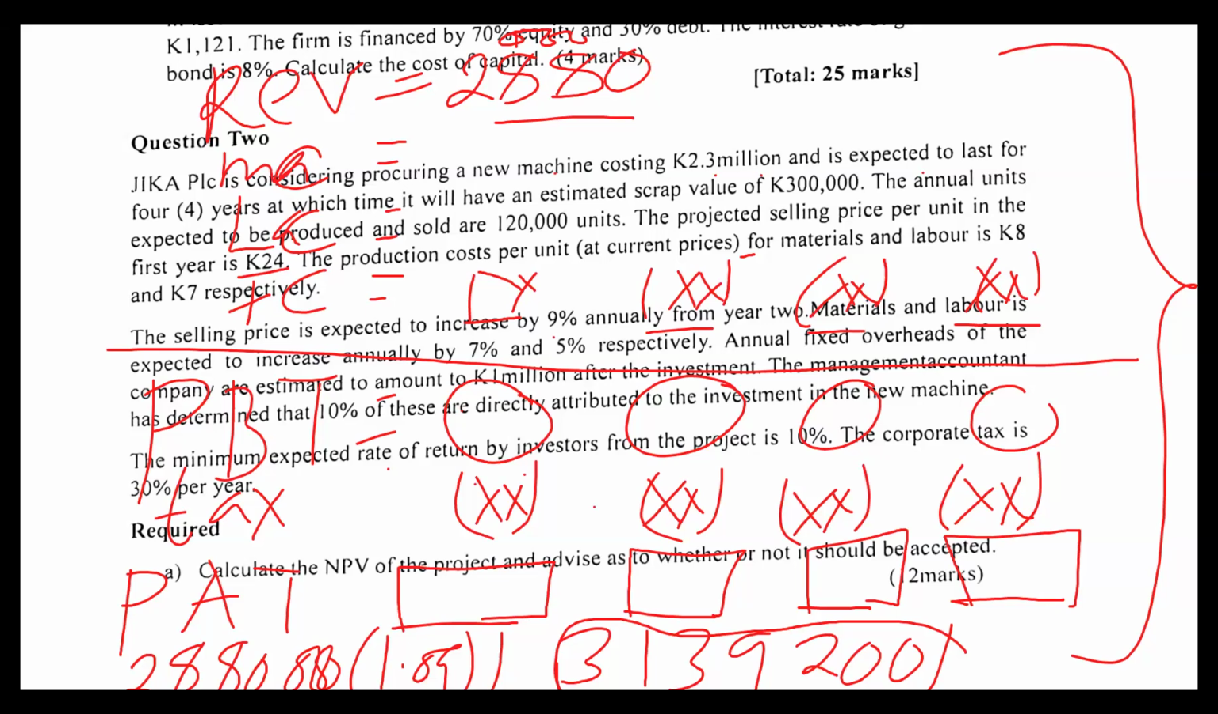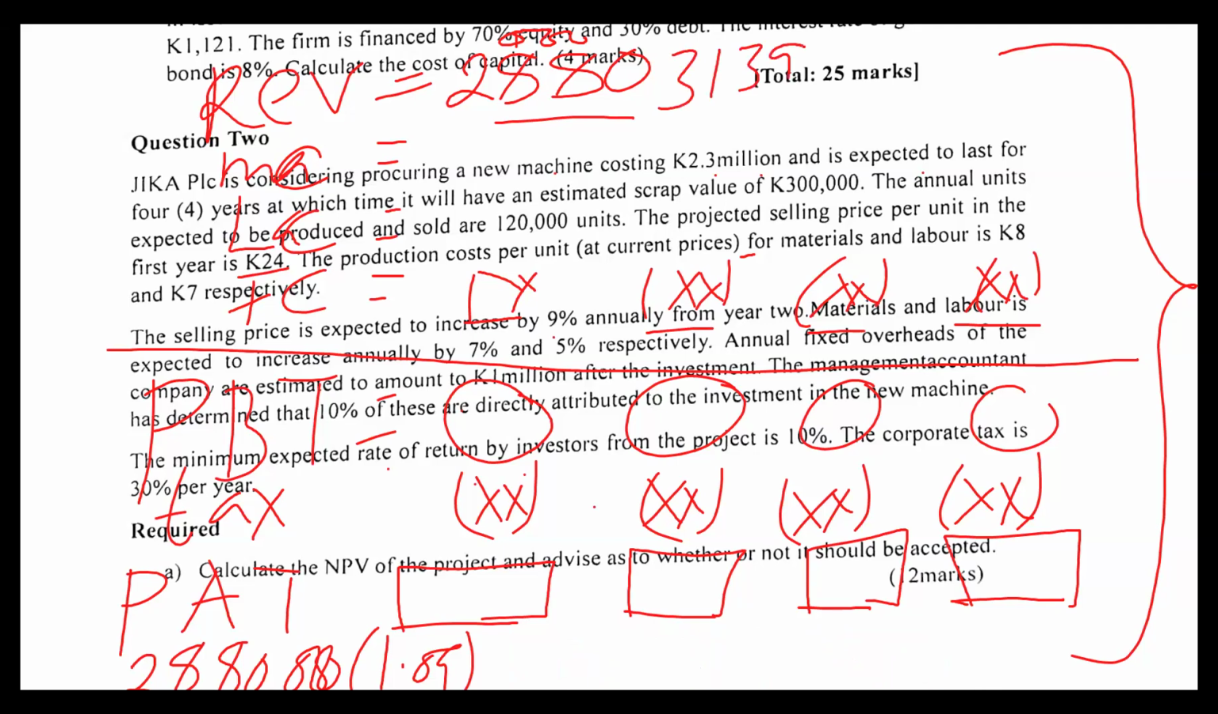Okay. Sir, your explanation is very clear. It is 3,139,200, isn't it?